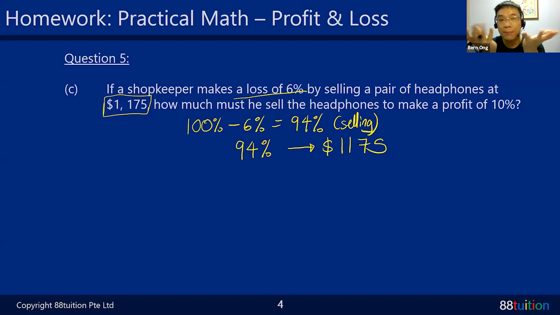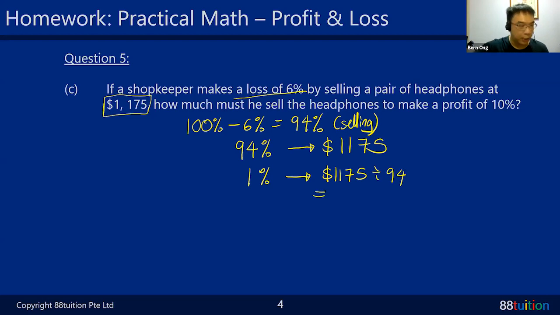You must compare the same item with the same item. Selling with selling. You can find 1% here. How to find 1%? 1175 divided by 94. And that will give you an answer of $12.50.